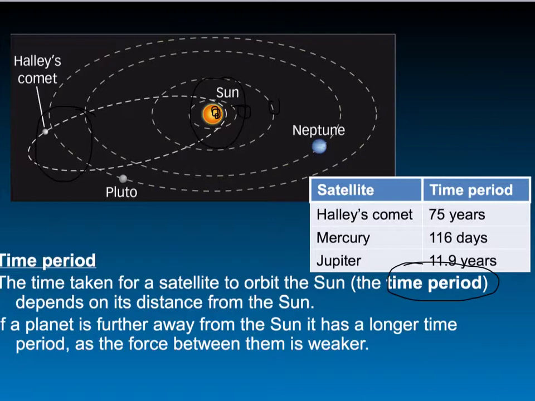Now Halley's Comet takes about 75 years to orbit. Mercury, however, because it's really close to the Sun, it only takes it 116 Earth days to orbit. And Jupiter, because it's further away from the Sun, takes 11.9 Earth years to complete one orbit of the Sun.